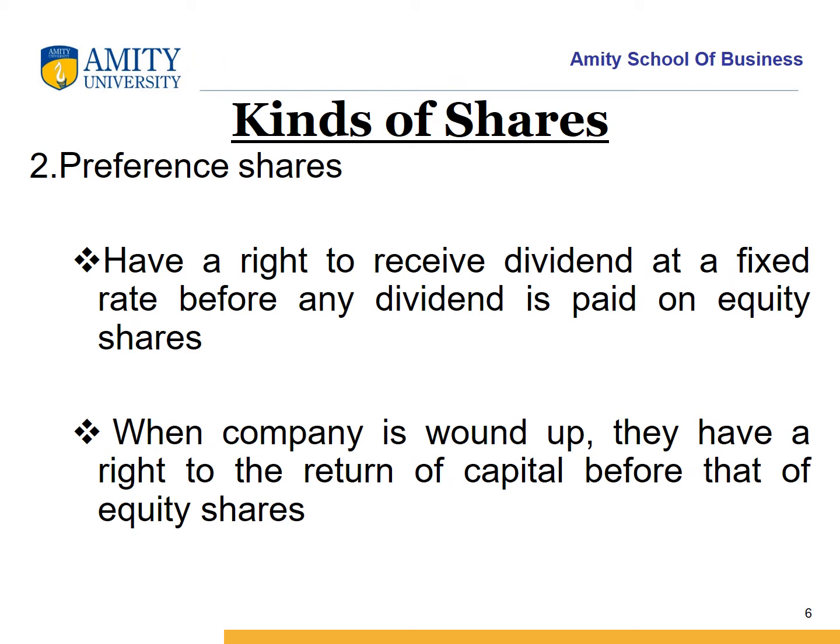We come to the next major category of shares. The second category is preference shares. They have the preferential right to receive dividend at a fixed rate before any dividend is paid to the ordinary shareholders. In case the company is wound up, they also have the right to get the capital back invested by them before the equity shareholders are paid back.